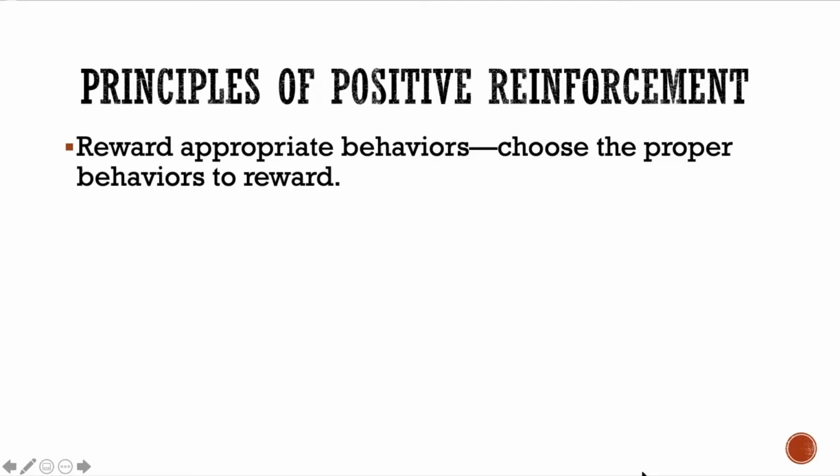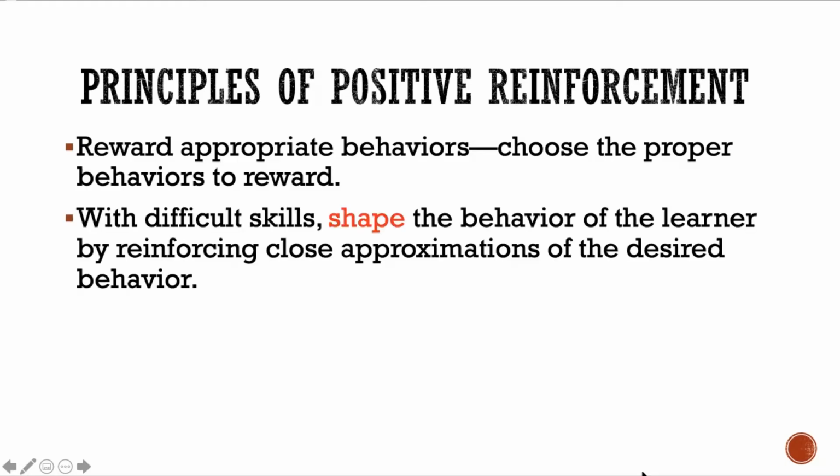Okay, so some more principles of positive reinforcement. Make sure you reward appropriate behaviors, and make sure you're choosing the proper behaviors to reward. In terms of difficult skills, shape the behavior of the learner by reinforcing close approximations of the desired behavior. So again, if you are teaching someone a very difficult, more complex skill, you'll want to teach these types of behaviors or these types of skills in more part behaviors, right? So doing a little bit of the behavior each time until you can put it all together and you get the desired behavior. So reward each sort of step along the way until they get to that desired behavior.